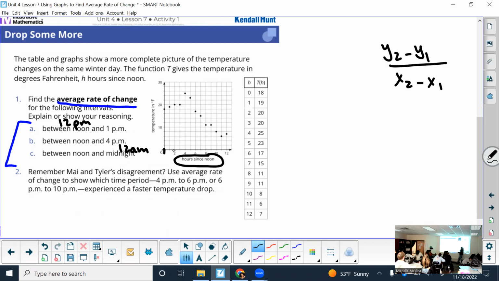1 p.m. is how many hours since noon? So it would be here on the graph, and that's what this is telling you. That would be 1 p.m. Okay, so just make sure we read it correctly. Because I would probably look at this and think hours since midnight, because it was like military time and stuff, but no, that's not how they're doing it. Hours since noon. So keep that in mind. Find the average rate of change in your groups. I'll give you 5 minutes.